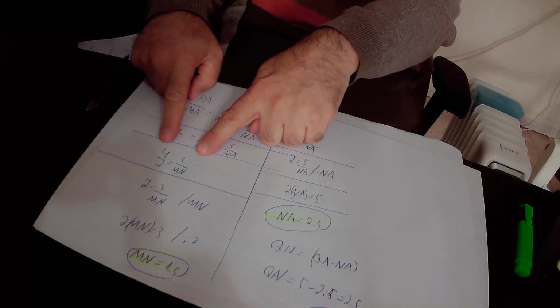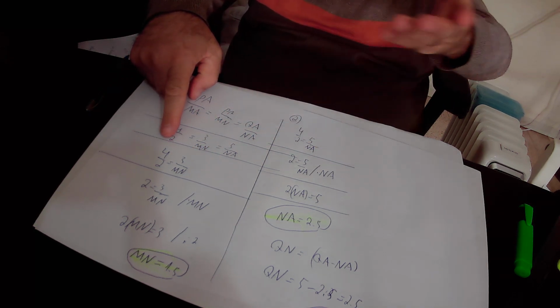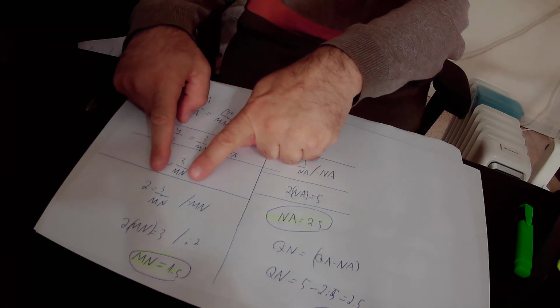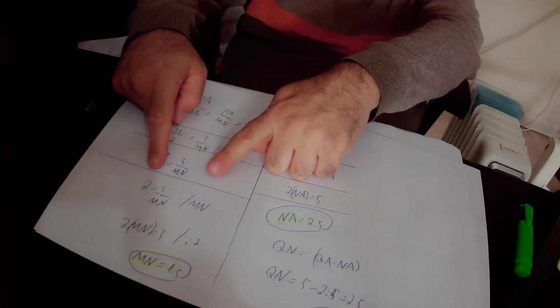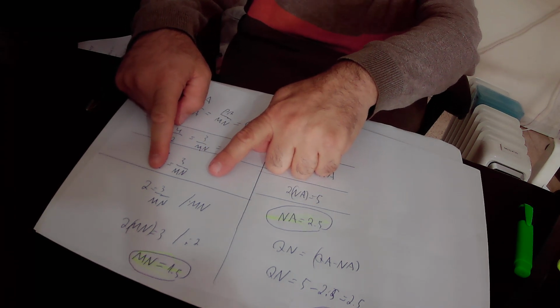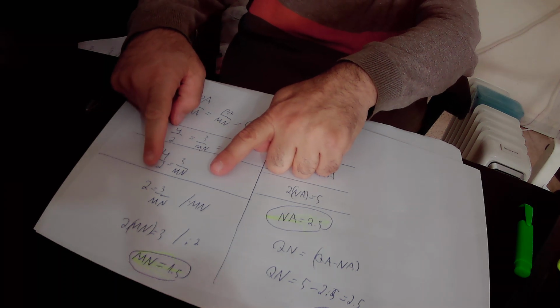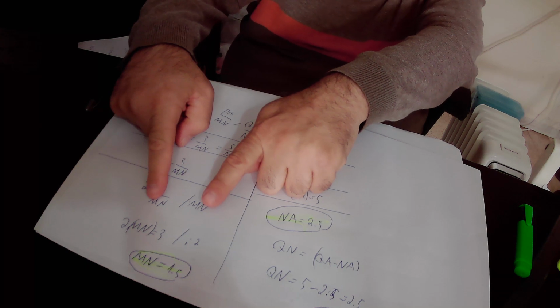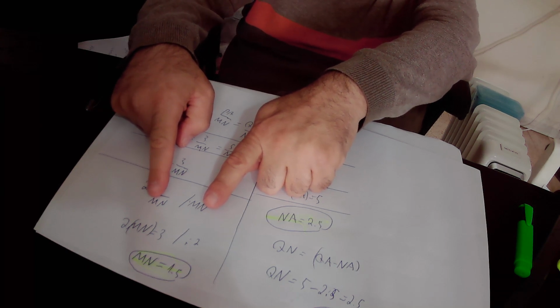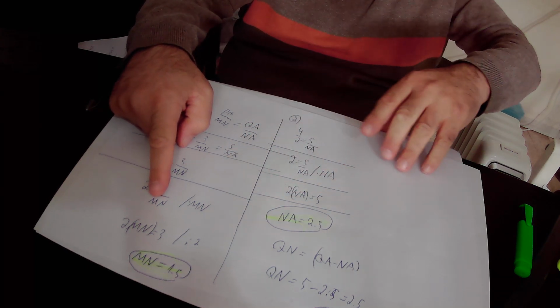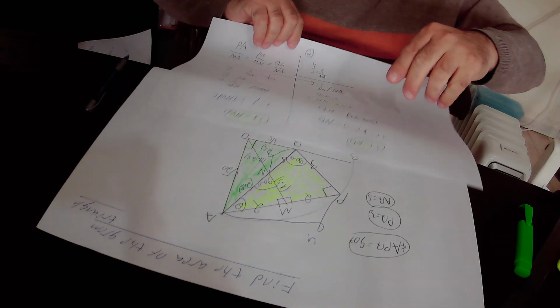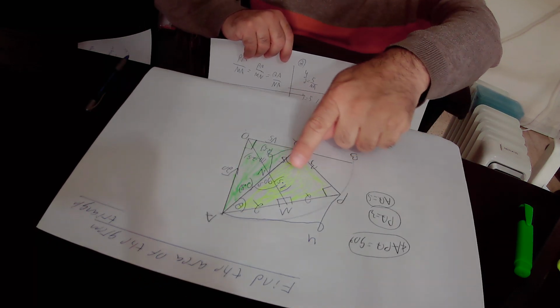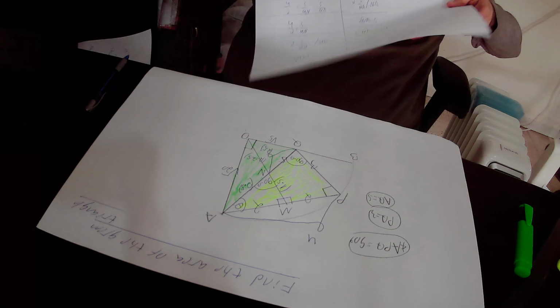Here 4 over 2 equals 3 over MN. 4 over 2 is 2, so 2 equals 3 over MN. We multiplied this equation by MN and found that 2 times MN equals 3. We divided this equation by 2 and found that MN equals 3 over 2, that is 1.5. This line segment MN is 1.5 units in length.